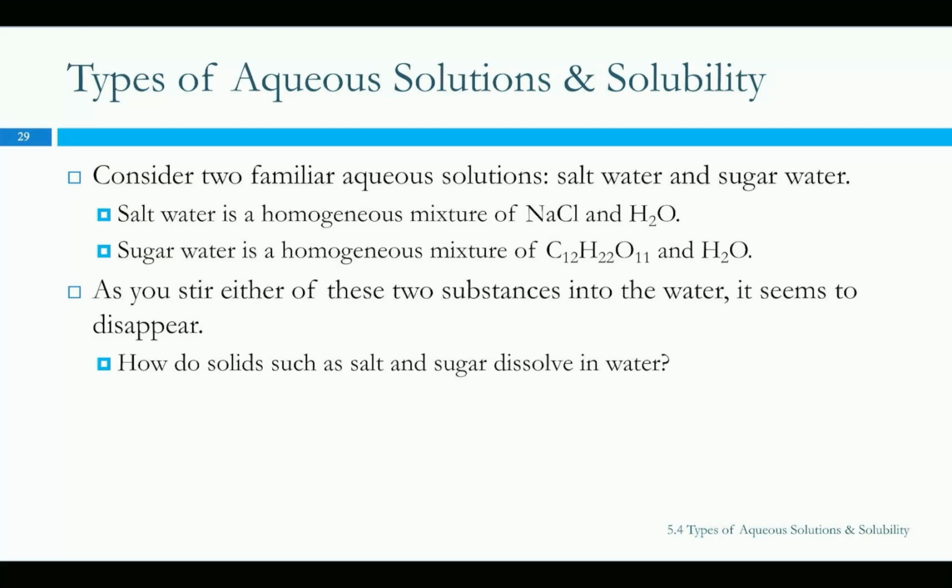Okay, so consider two familiar aqueous solutions, salt water or sugar water. In both cases, you've got a homogeneous mixture. One's got sodium chloride and water, the other one's sugar and water. And when those things completely dissolve, they seem to disappear. You guys probably noticed this too.